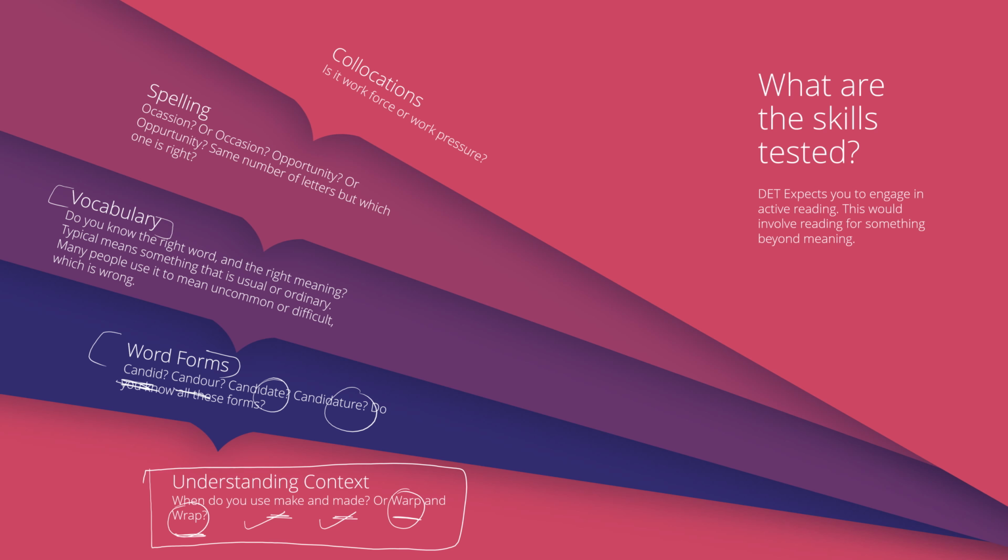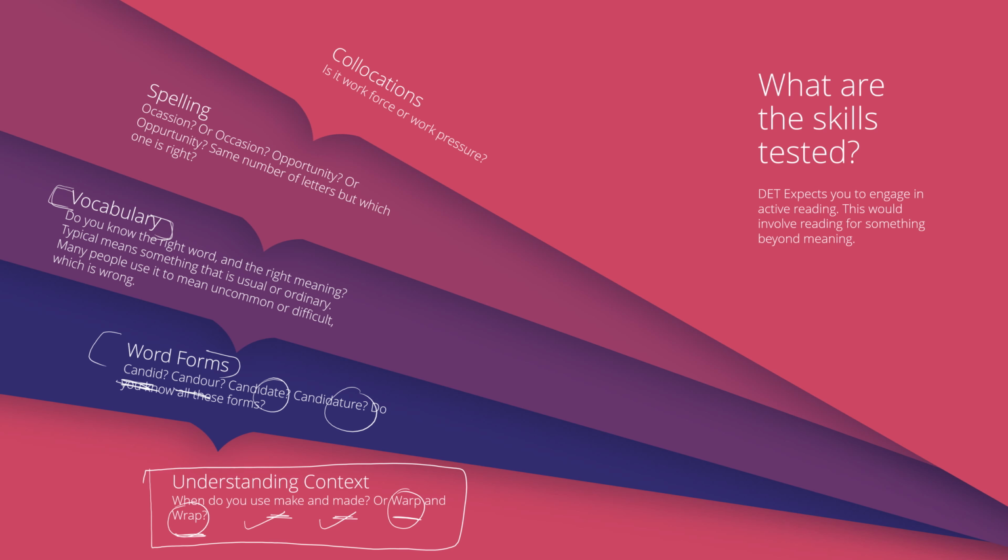Now, beyond word forms, you'd also need to have a certain level of vocabulary. So what is the right word? What is the meaning of the word? For instance, we usually come across a lot of words that people use incorrectly. A very common example that we encounter is the word typical. Quite often in India, people use the word typical to indicate something that is difficult or out of the ordinary. In reality, however, the meaning is exactly the opposite. Typical means something that is routine, something that is common, something that is usual. So having a good vocabulary resource is definitely going to be a plus when you're looking at the DET.